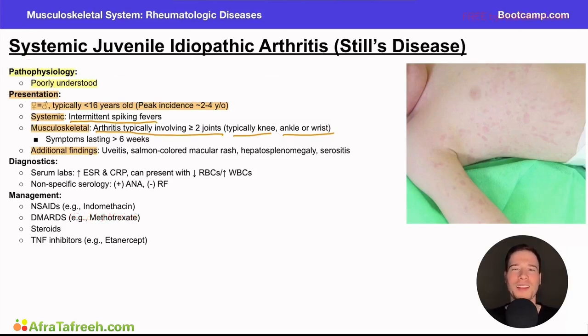It would be incredibly unlikely that a 4-year-old could have osteoarthritis at that age. So really that's not something that would be on our differential. We're going to be thinking more of this condition right here. It's also important to note that these are kind of long-term symptoms. So symptoms typically last greater than 6 weeks in these patients.